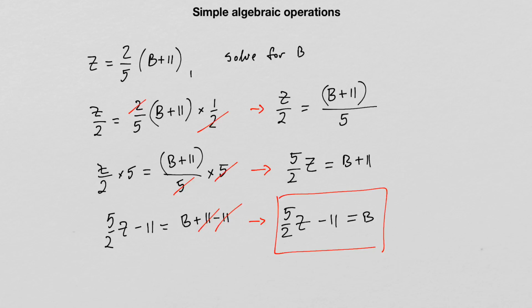So here, that's an example of the importance of doing the order of operations correctly. So one more time, since b plus 11 is in parentheses, first I must deal with the 2/5 in front of the parentheses and then move inside the parentheses and deal with what's left.